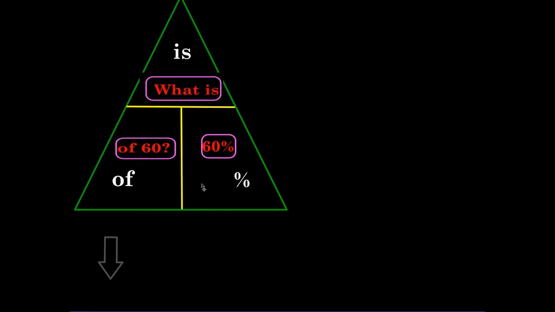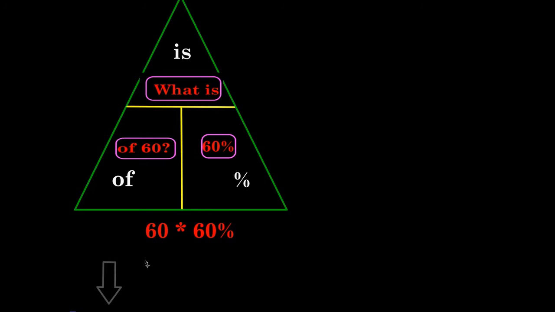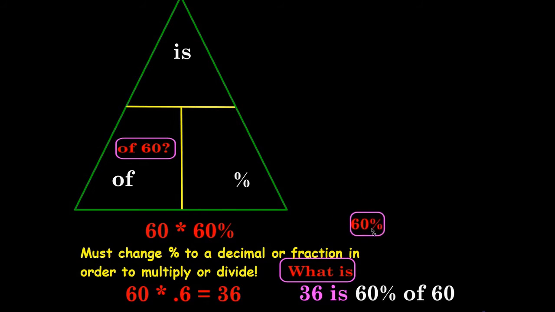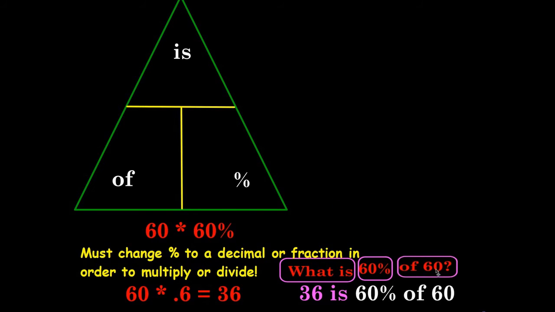And remember, if I have a number on this side of the triangle and a number on this side, I'm going to be multiplying them. So as long as you remember to turn this into a decimal or fraction, essentially, so we're doing 60 times 60%, or 60 times 6/10. That gives us 36. So I'm rewriting my original problem with, if you kind of look at this, what is 60% of 60? See how that matches this what? Is this 36?